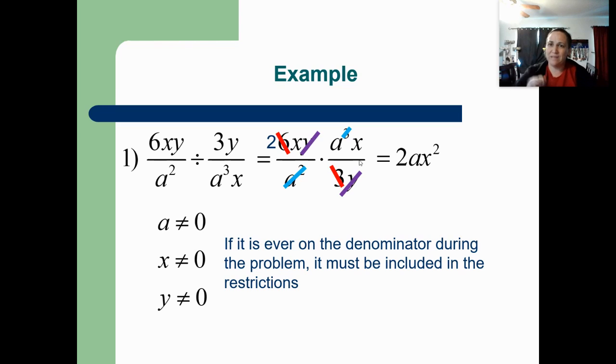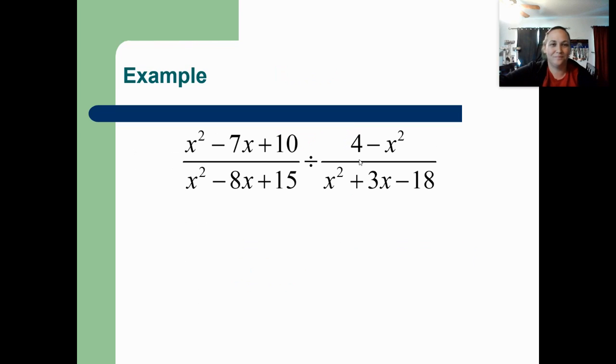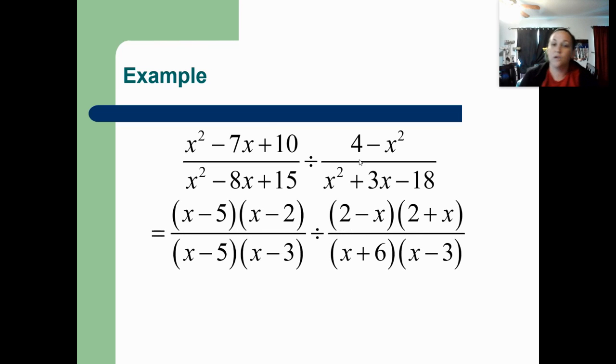All right, let's try one example where we have to factor. Now, because of our restrictions, I am actually going to factor this right now as is. I'm going to leave it a division problem, and I'm going to factor everything. Three of these are factored using X-box, and then the top of the second fraction is factored using difference of squares. So here's what I got after I factored.